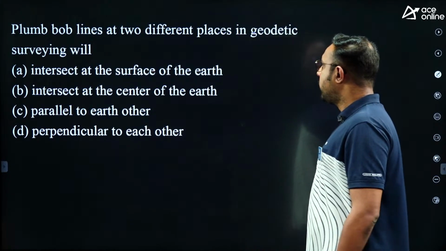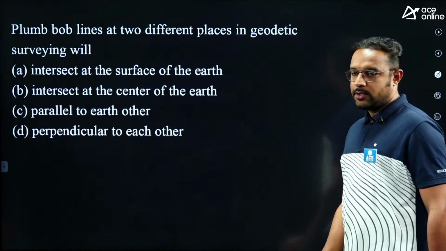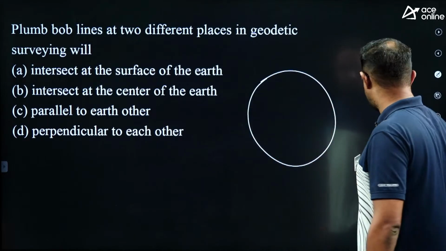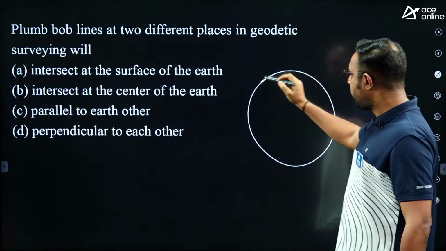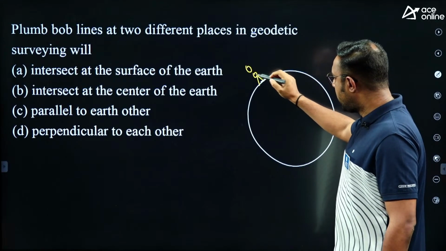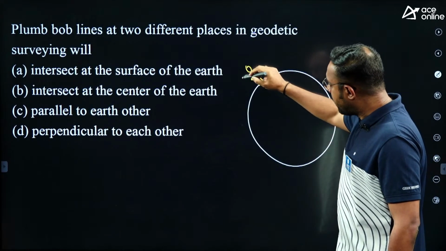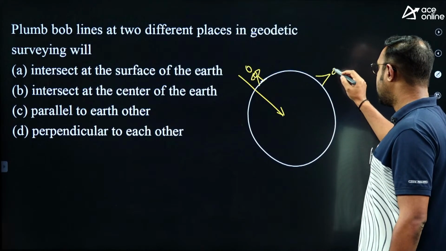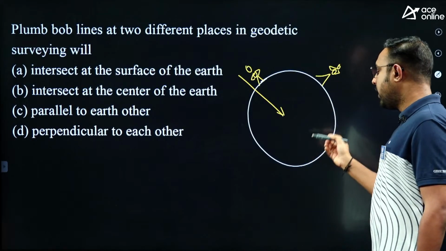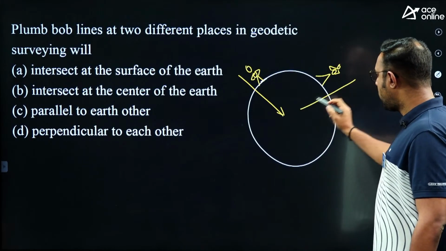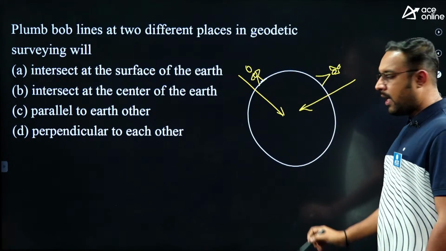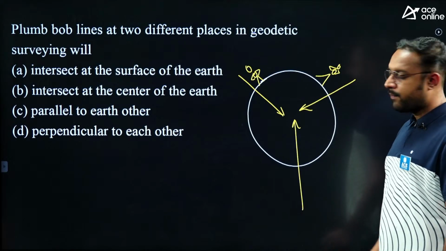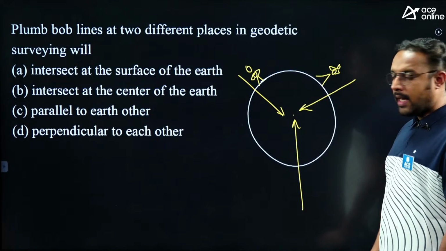Plumb bob lines at 2 different places in geodetic surveying will be dash. So plumb bob means nothing but the direction of gravity. Plumb bob always represents what? Direction of gravity. So if my friend is here like this, and when he drops a plumb bob here, the plumb bob will show the direction of gravity. If I am having another friend here standing on the surface of the earth like this, if he drops a plumb bob, that plumb bob also will show the direction of gravity. And if a third friend is here, when he drops a plumb bob, this will be the direction of gravity. So what are they? They are always coming and acting like this.